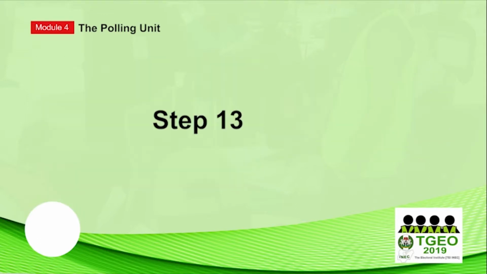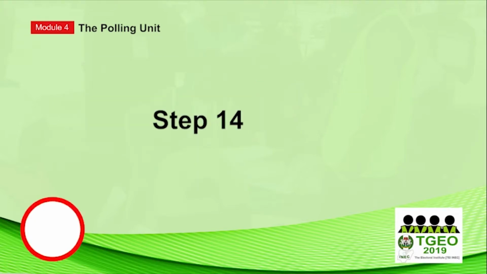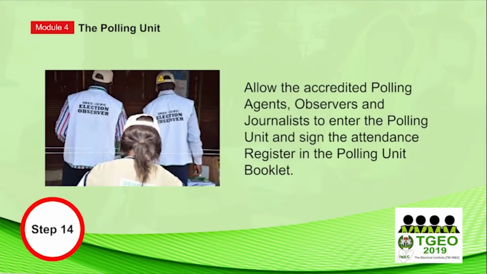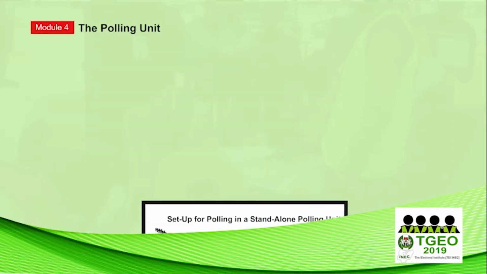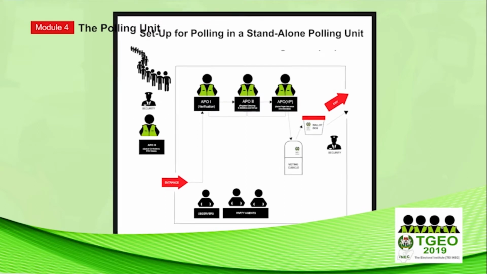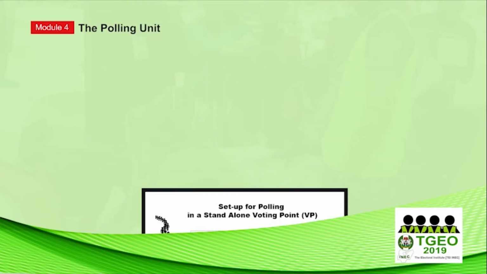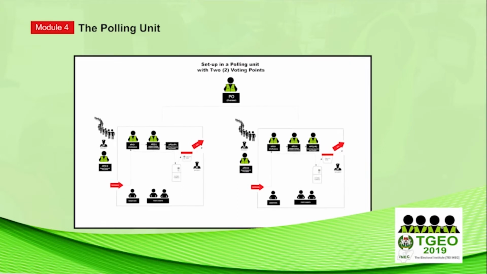Step 13. Place the ballot paper and tendered ballot paper on the table. Step 14. Allow the accredited polling agents, observers, and journalists to enter the polling unit and sign the attendance register in the polling unit booklet. Quick look at polling unit layout. Layout for voting point (VP). Layout for polling unit with 2 voting points.